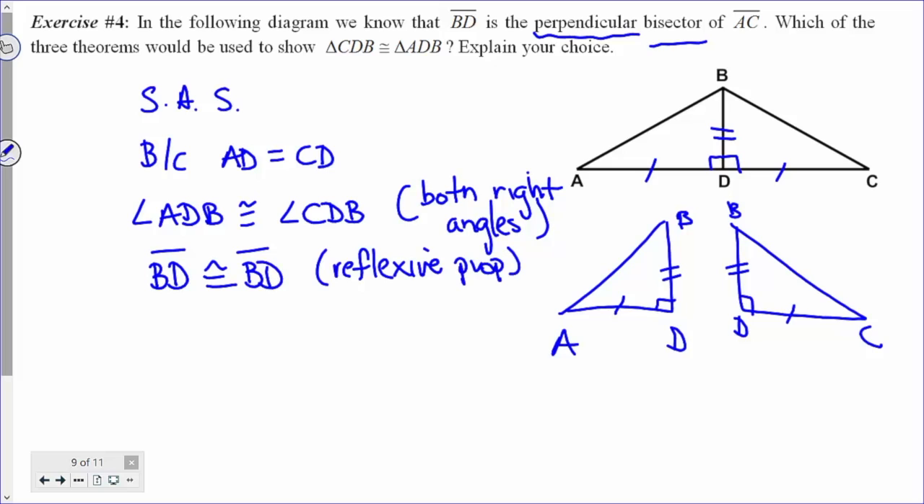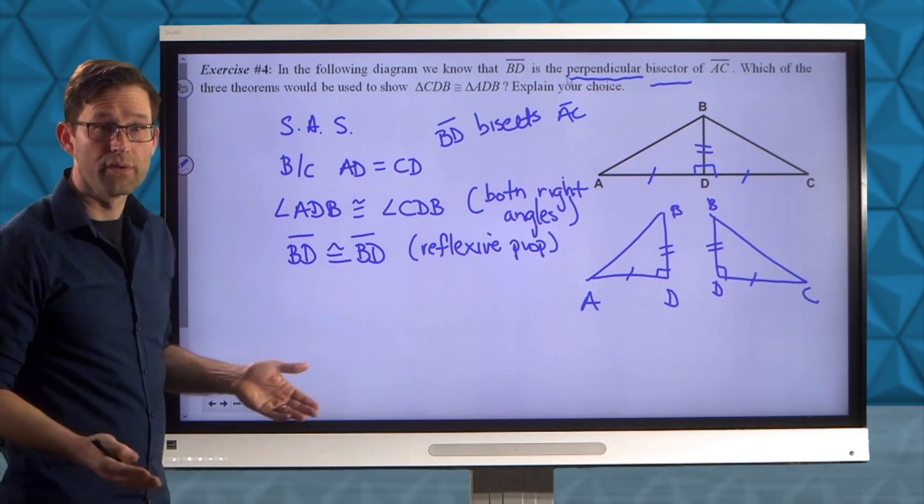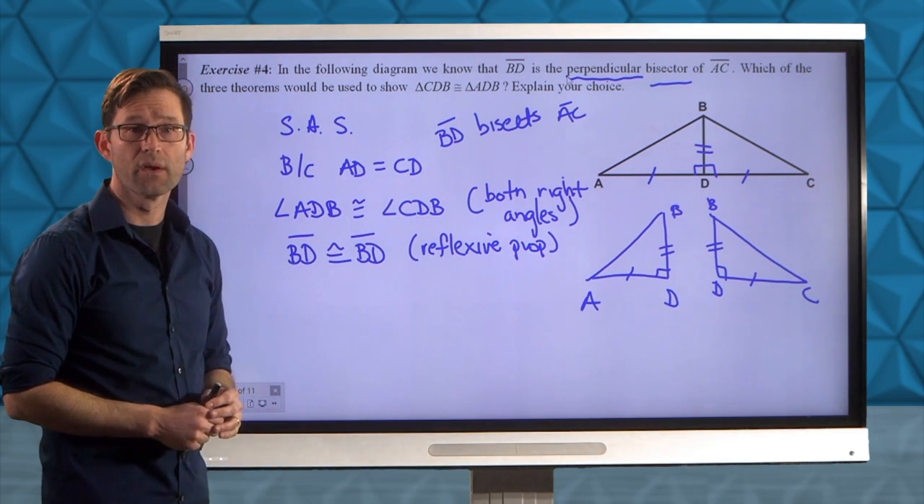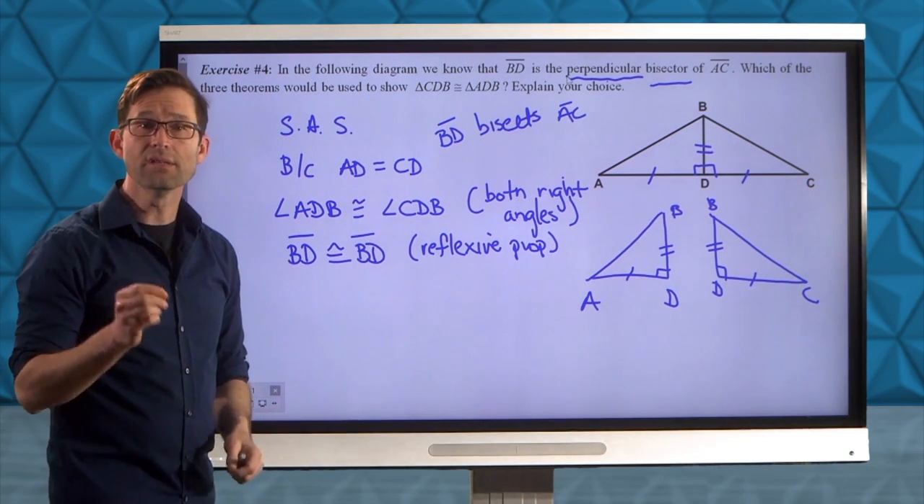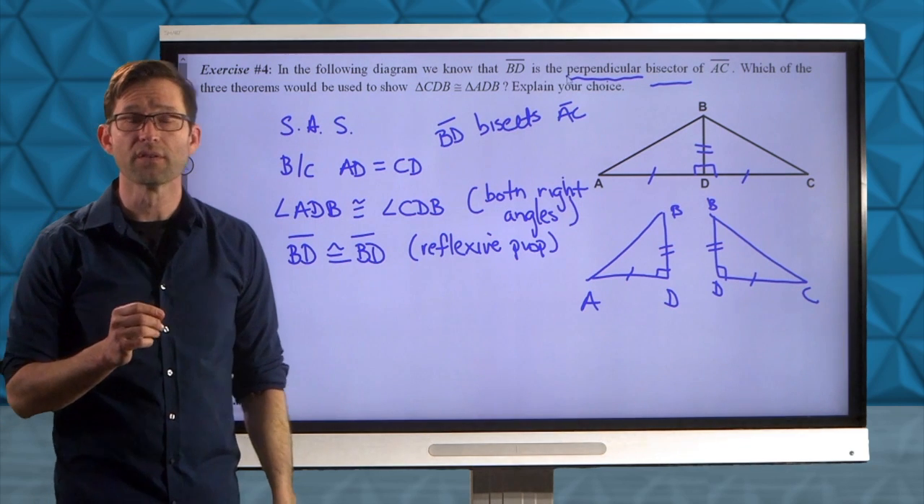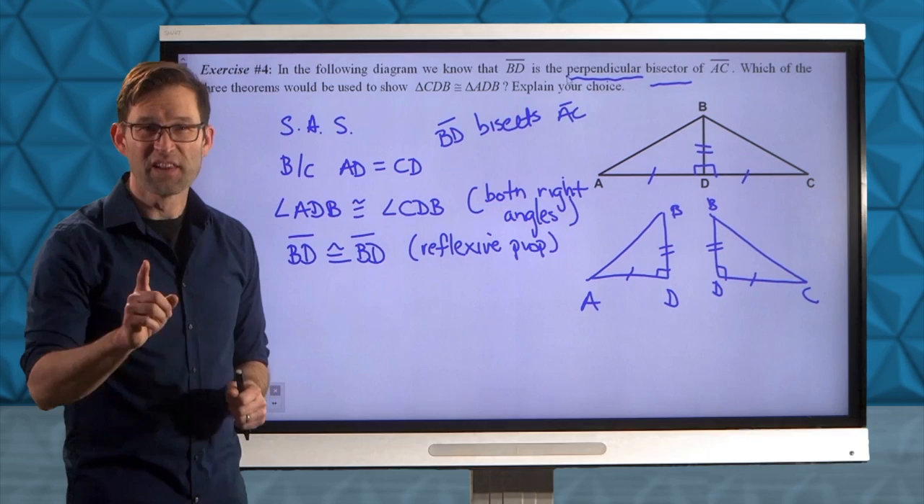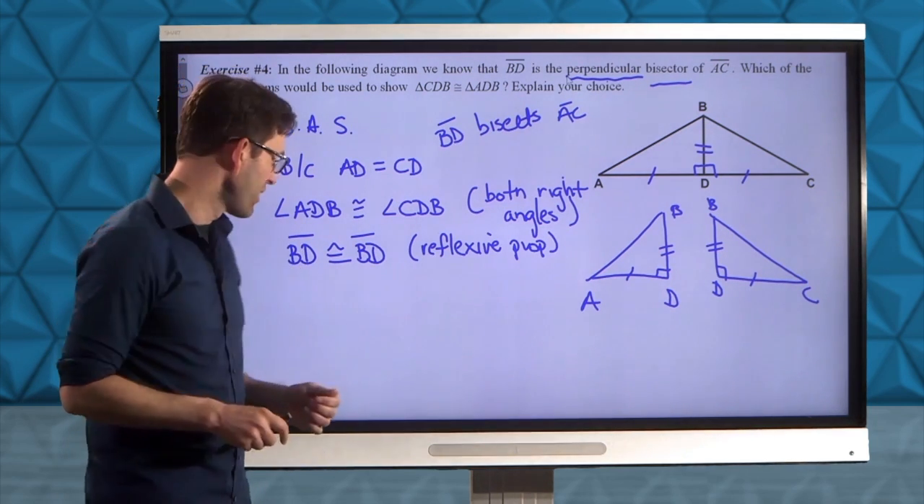We're almost doing a mini proof here. And really, why is AD equal to CD? That's because BD bisects AC. And really, isn't that more or less the proof? Right? We've got our statements here and our reasons there. Okay? But it's easy enough, based on the information given, to tell that we would have to use side angle side. All right. Let's do one more of these. See if you can figure it out on your own.